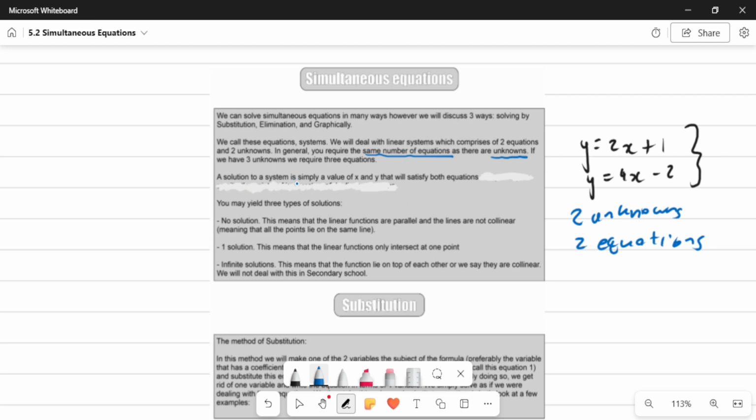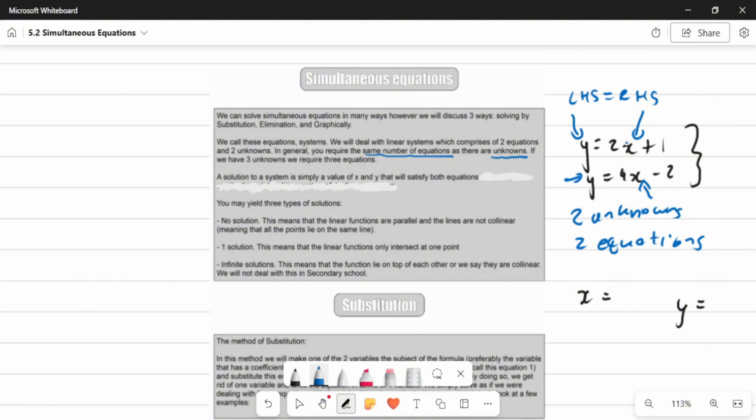A solution to the system is simply an x and y value that will satisfy both equations. So basically what we're saying is, once we solve for the system, we'll get some value for x and some value for y. When you take this x value and input it into this equation, and you take that y value and input it into that equation, you should have left hand side equal to right hand side. And the same applies if you take that exact same y value and that exact same x value, you should get left hand side equal to right hand side.